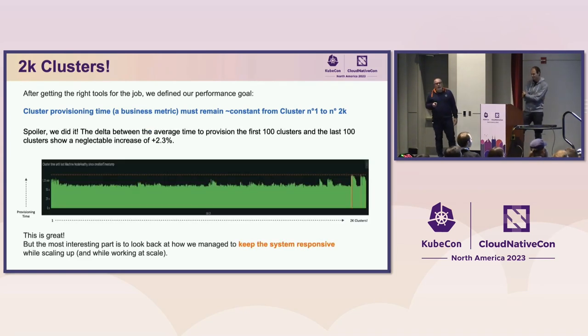So at the end, basically, if you compare the average provisioning time from the first 100 machines to the last 100 machines, there is a negligible increase of 2%. And as you can see, all during the test, the provisioning time was almost constant. I remember we were using the in-memory provider, and cluster provisioning is just above 1 minute. So we were going very, very fast. We were really being aggressive. This is great. We managed to do it.